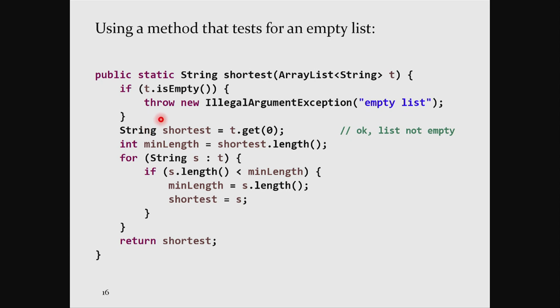When you throw an exception in Java, the method stops running the moment the exception is thrown. So the exception goes back to the caller of the method, and then the caller of the method has to deal with the exception somehow. If they don't deal with it, then the program crashes. It stops running. Once I get past the if statement, I can safely do get(0), because I know the list is not empty. And the rest of the method will work just fine.